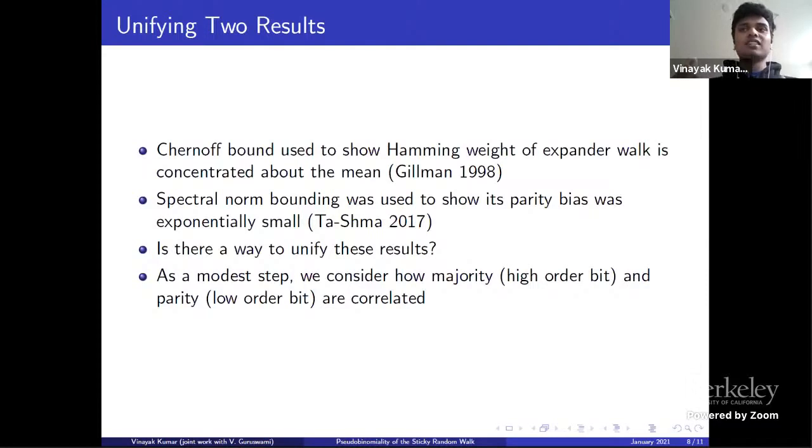So what if we asked, what's the probability the number of visits is at least n/2 and it's even? Or what if it's less than n/2 or odd? So even these events are unknown. And so as a modest step towards answering these questions, we look at this question in the sticky walk setting.